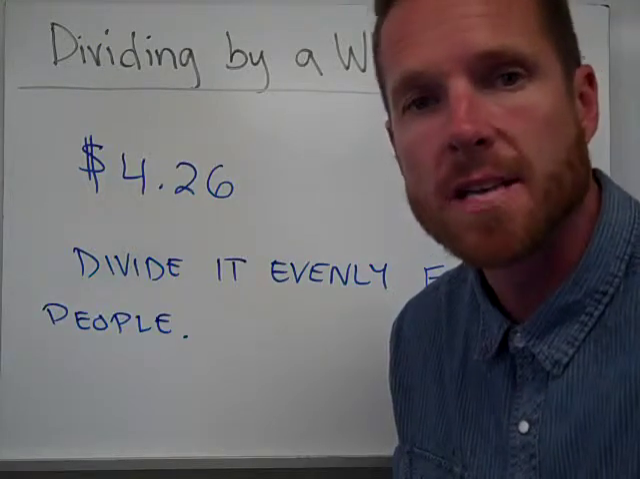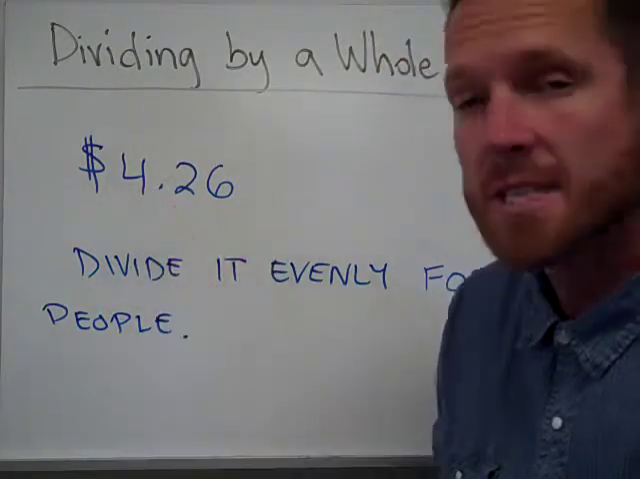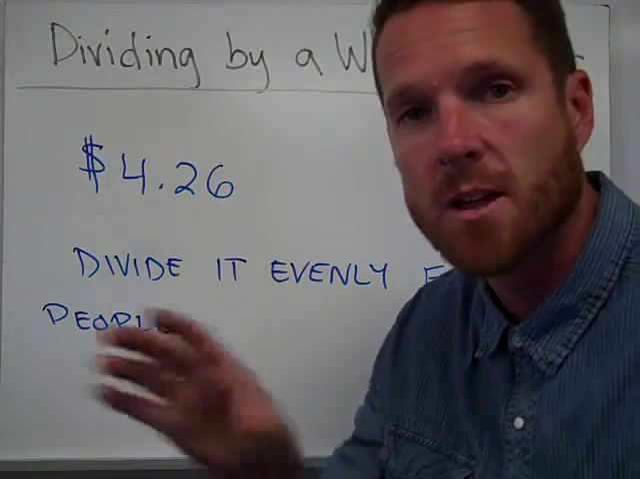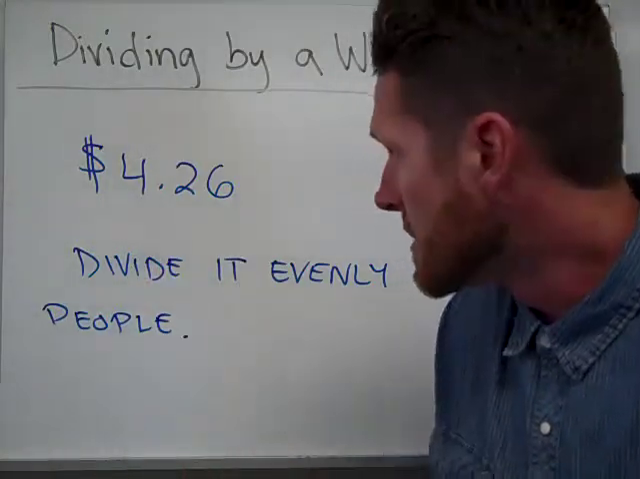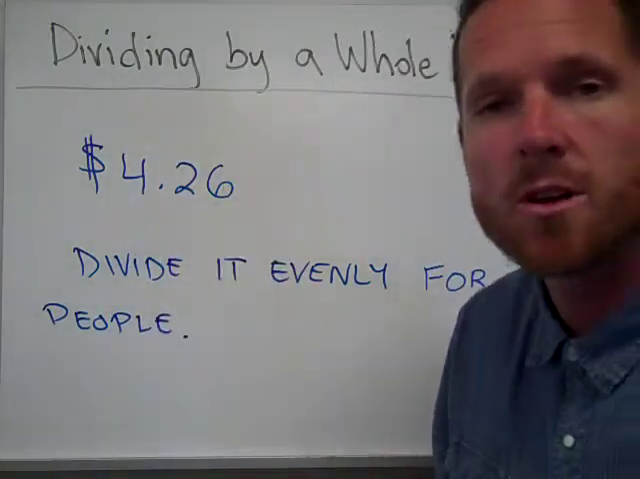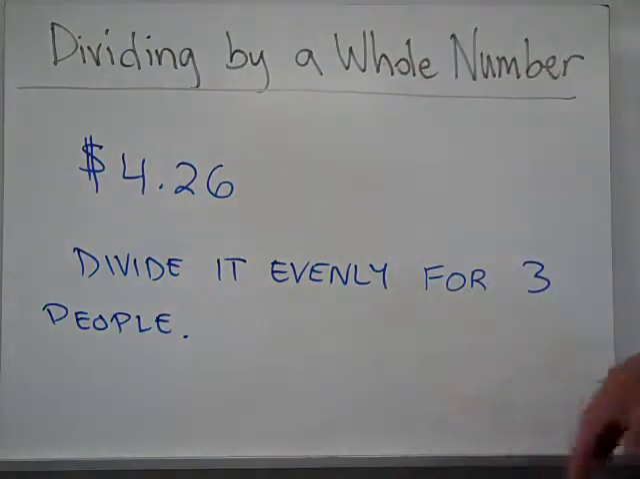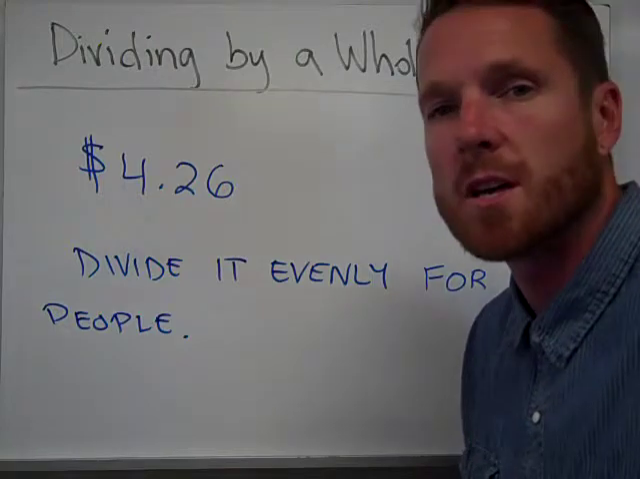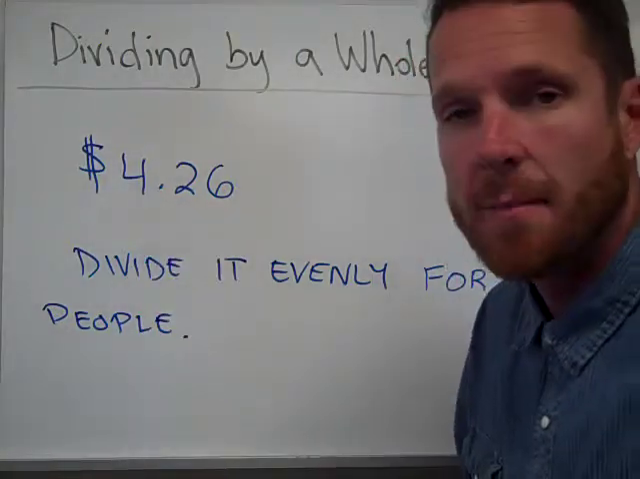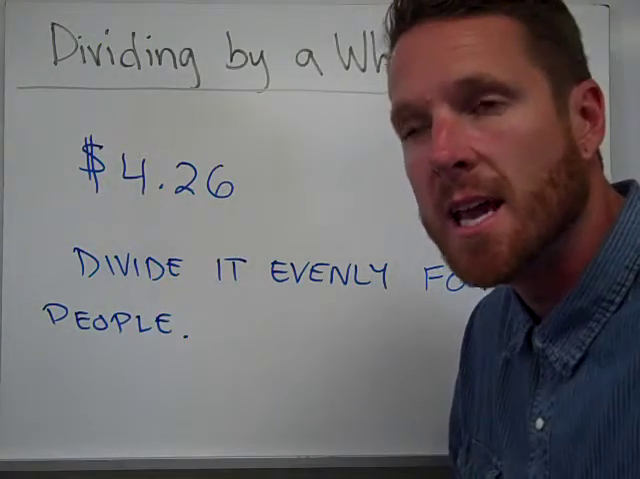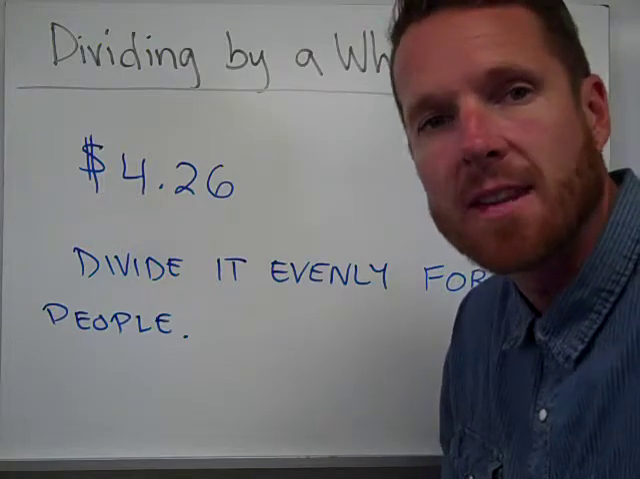Alright guys, we're still talking about decimals, and this one we're going to be talking about dividing by a whole number. So we're taking a decimal and dividing it by a whole number. An example of that would be if we have $4.26, and we're going to divide it evenly for 3 people. Let's say 3 people worked on a job and they got paid a total of $4.26. Now those 3 people have to divide that money evenly.